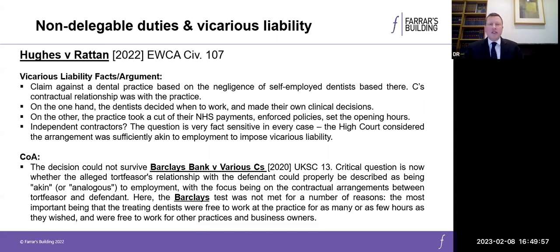And here that test was simply not met for a number of reasons, principally that the treating dentists were free to work at the practice for as many or as few hours as they wished, and they were free to work for other practices, other business owners, therefore no mutuality of obligation.